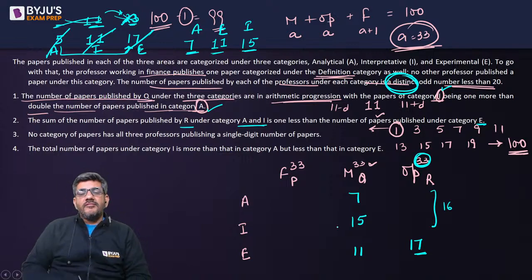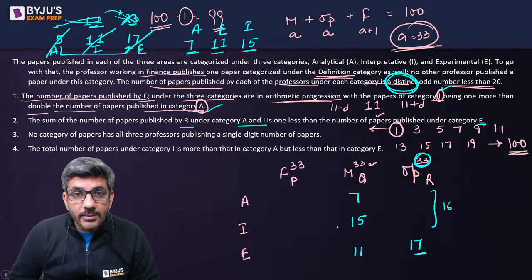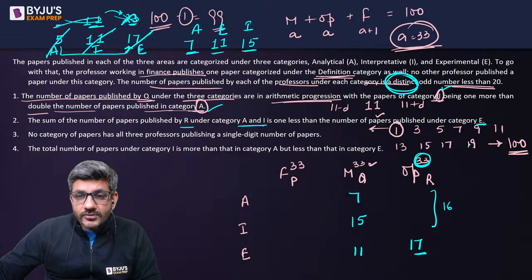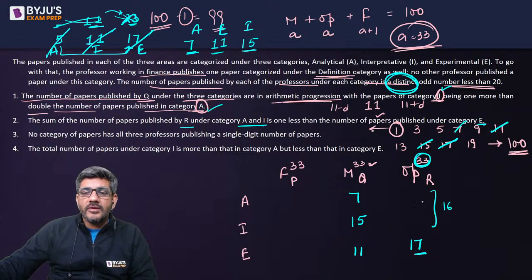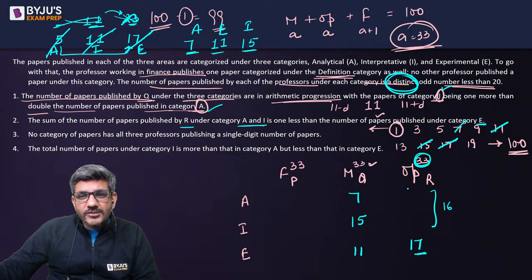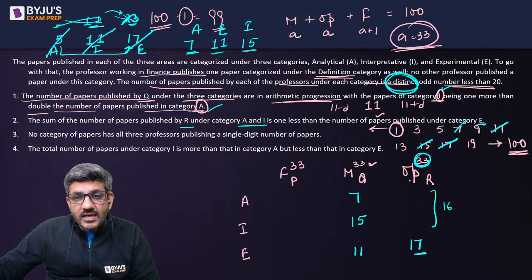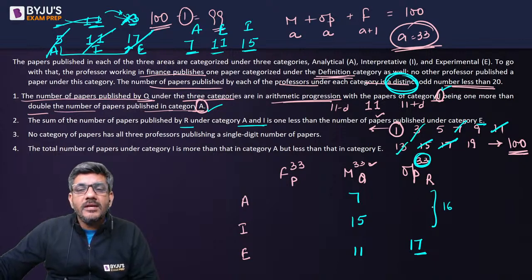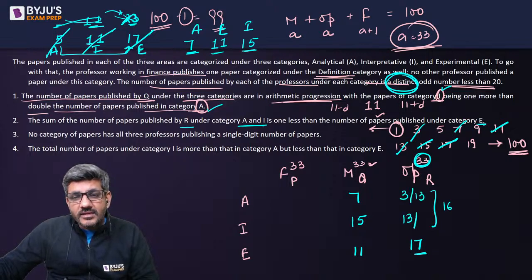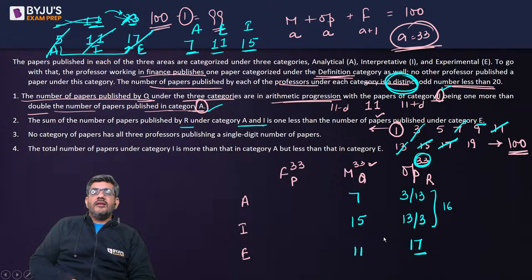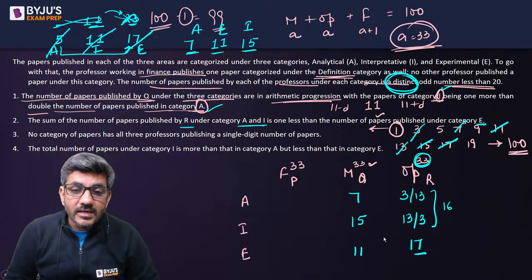So 7, 15 and 11 is the only possibility, right? So 7 is gone from here, 15 is gone from here, 11 is gone from here, 17 is gone from here. Also, I know that some of these two numbers should be 16. If some of these two numbers should be 16, that means they are only 3 and 13, and there is no other possibility of making 16. So one of them would be 3, the other one would be 13. So 3 and 13 are the only two possibilities according to this.